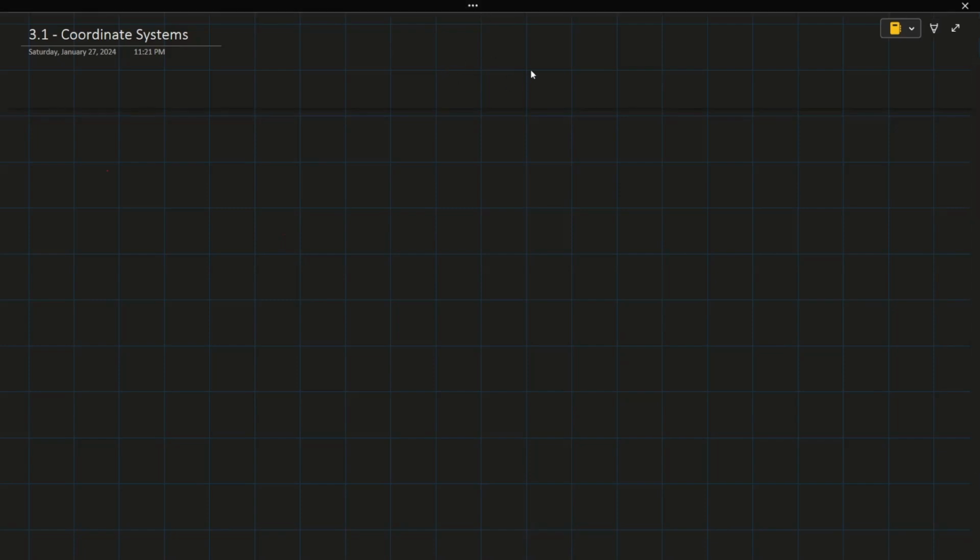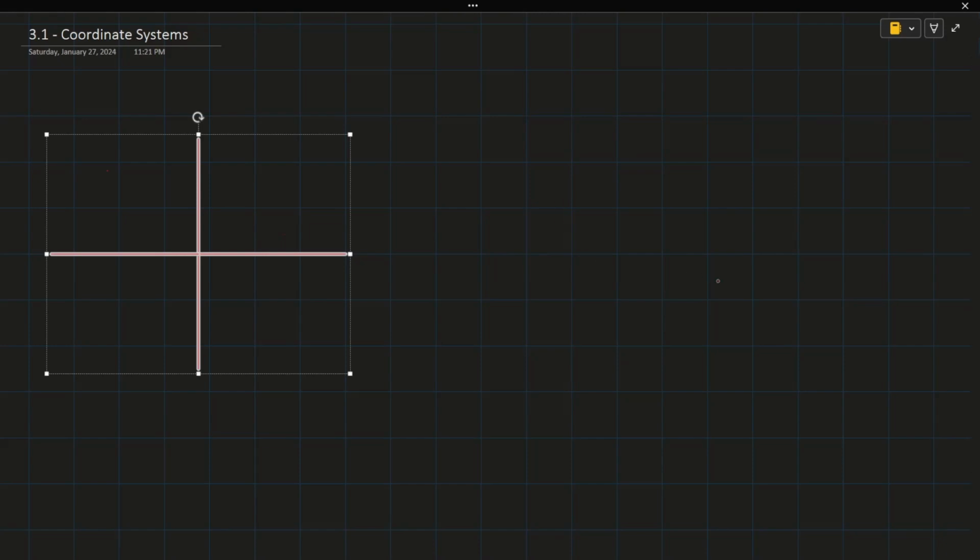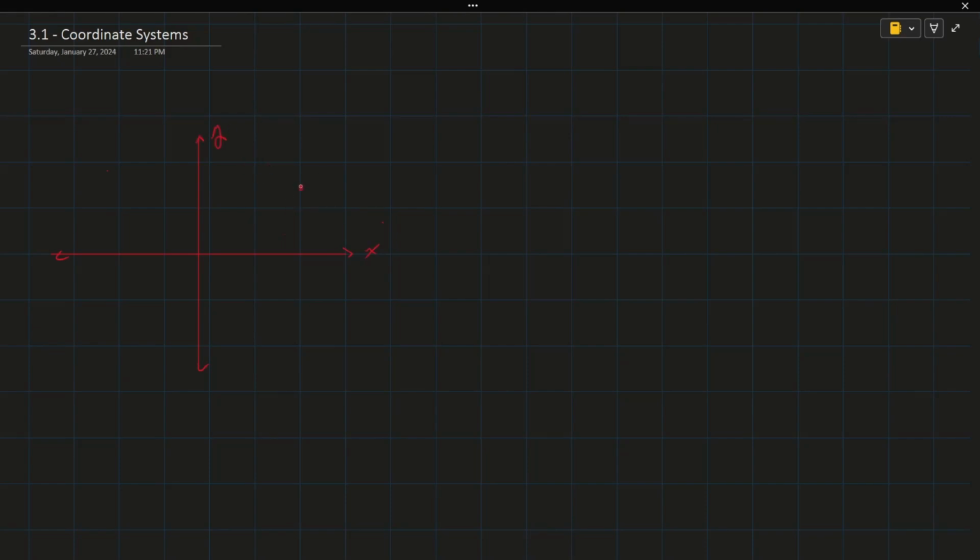Let me grab an axis first. Let's grab an XY axis. So this is kind of what we're used to seeing from our math studies, right? So we have our X and Y axes here and here. All right, X and Y, and we can put points on this, right?